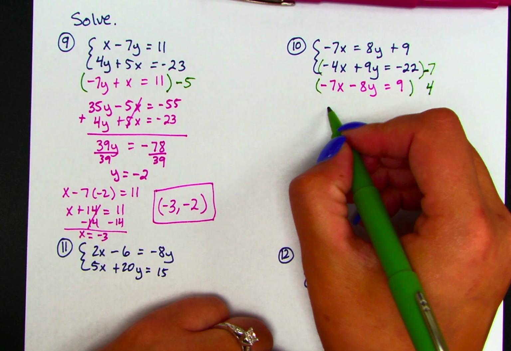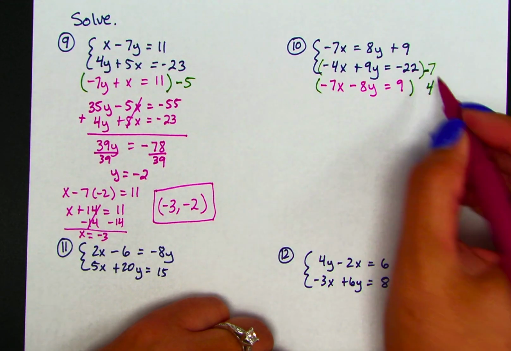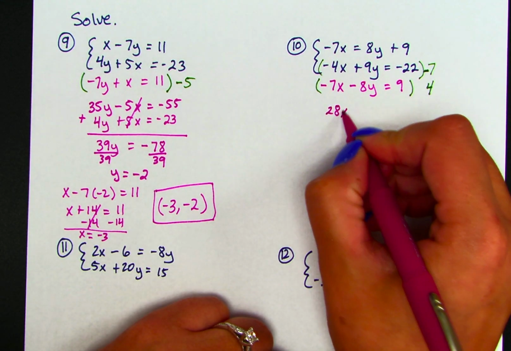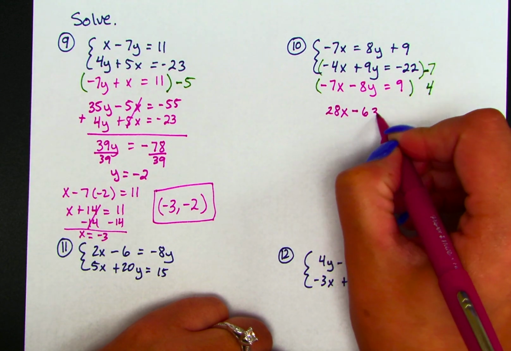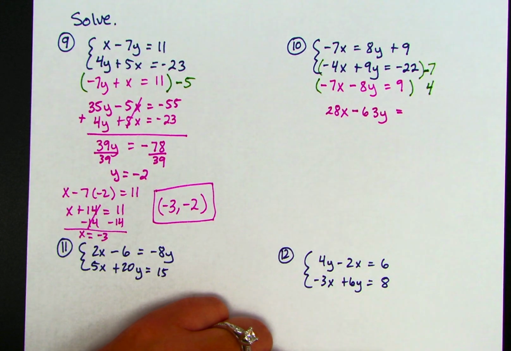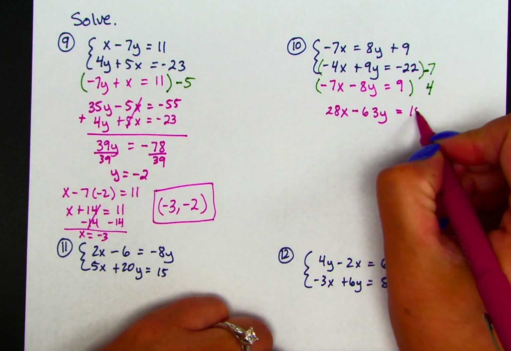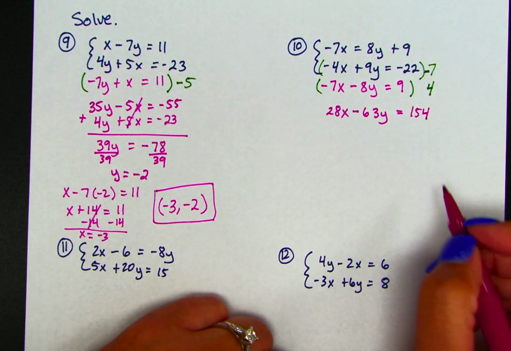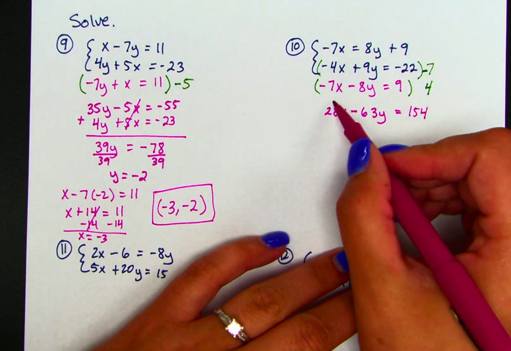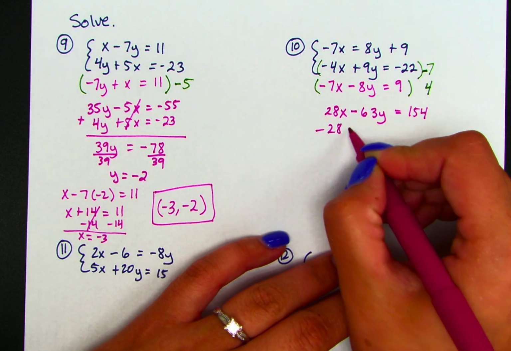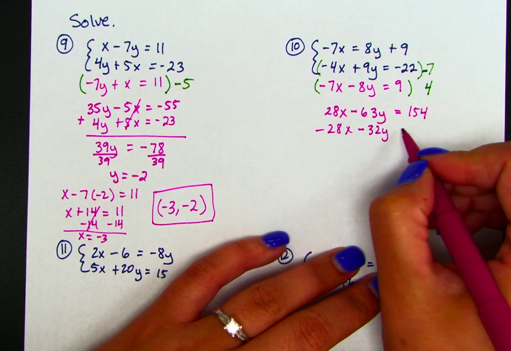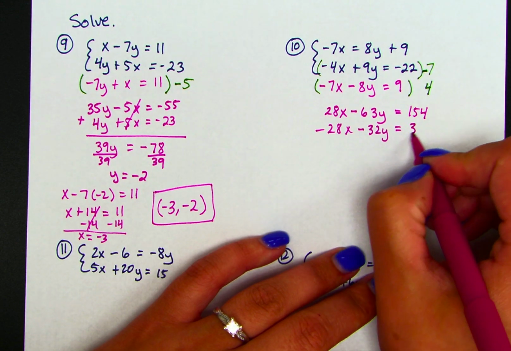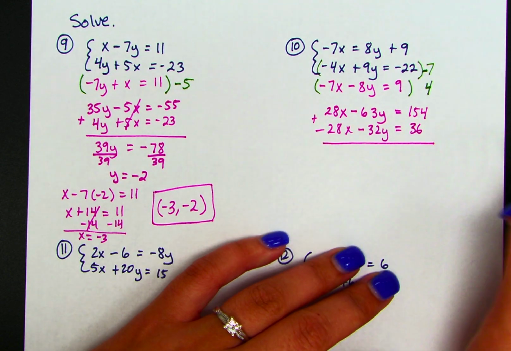So that will give me a positive 28x. And then that will be a negative 63y. And 22 times 7, 154. And then now I distribute the 4 in. So this will be a negative 28x minus 32y equals 36. So we are going to add those together.